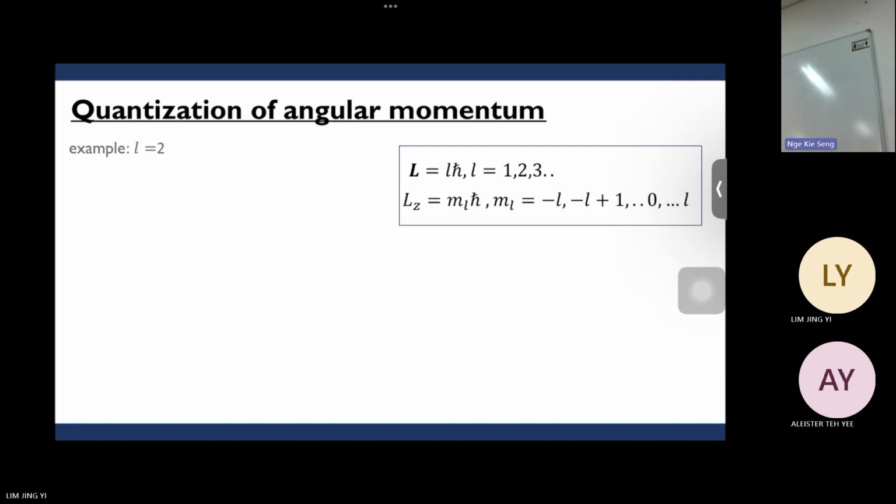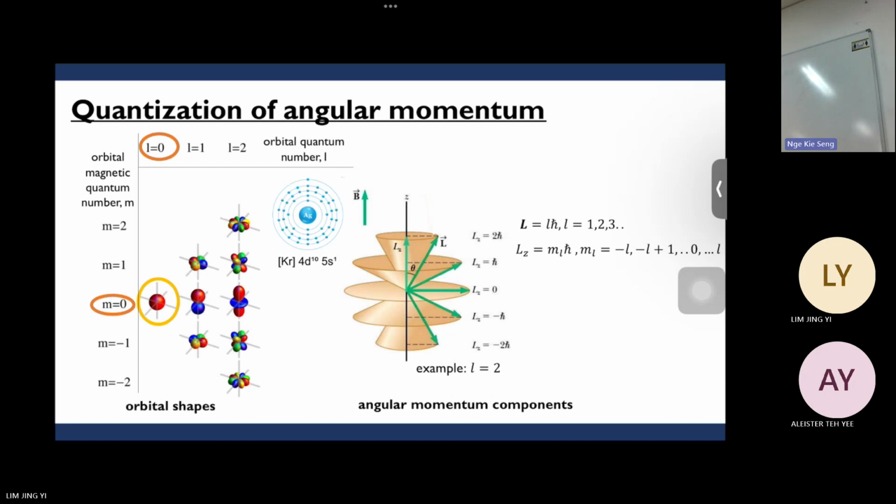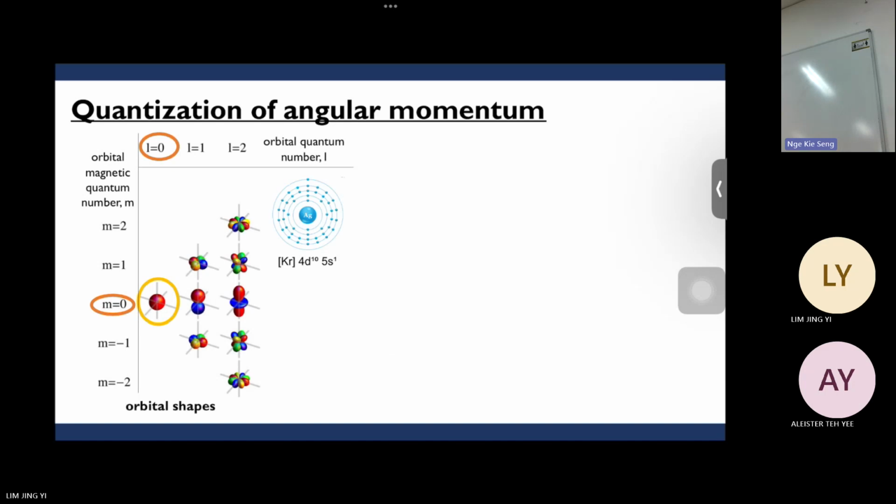This shape is not spherical, right? How do you go from the spherical shape into this thing? Yeah, that's a good point. This is actually an example of L equals 2. This is not L equals 0. If L equals 0, we should see only one component along the z-axis.